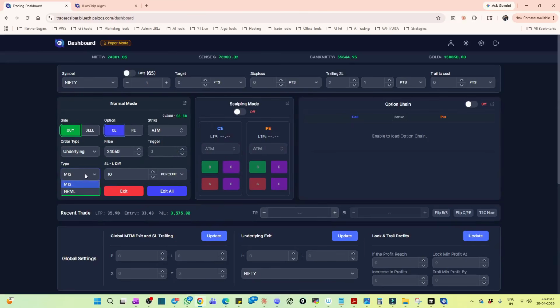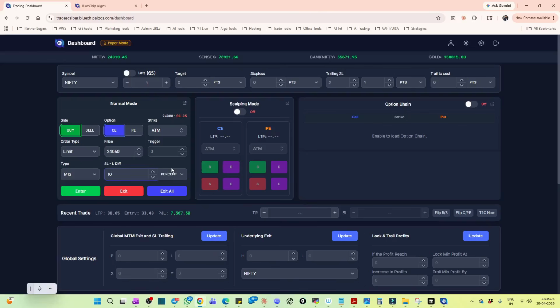And then of course you have all other common types like MIS and NRML, and then SLL. The difference is the difference between the trigger price and the limit price. Let's say you are placing a stop loss order, or you want to place a limit order. In this case, the broker asks for 2 prices, right? So that's the difference that you want to place. By default, it's 10%, but if you want, you can change it.